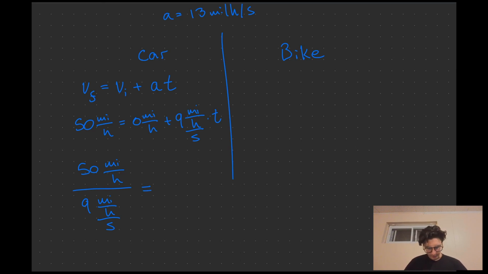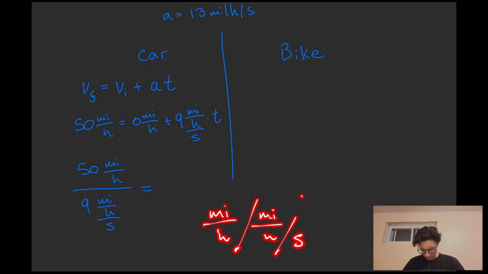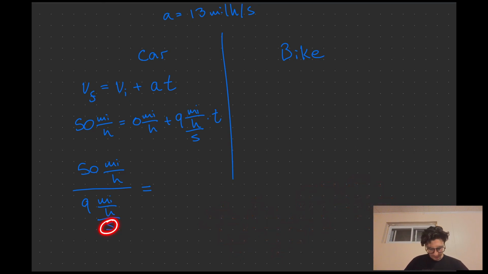Check out how these units cancel out. So we have miles per hour, and we are dividing this by miles per hour per second. If we flip this whole thing, we get miles per hour times seconds per miles per hour. So this miles per hour cancels with this miles per hour. And the final unit we have here is seconds. These are the only units that don't get canceled. So basically what we have is 50 divided by 9 seconds.